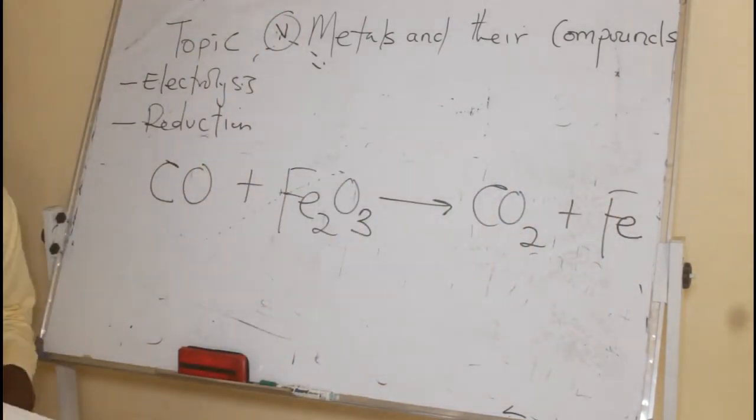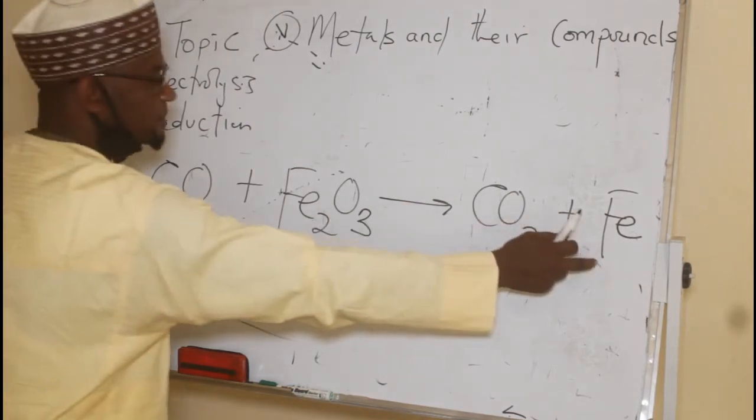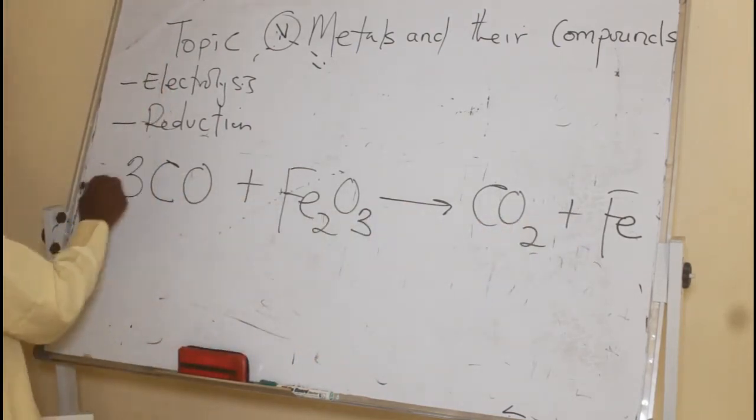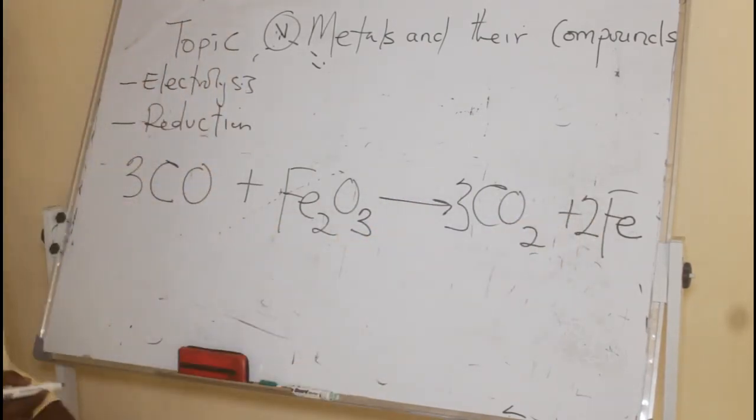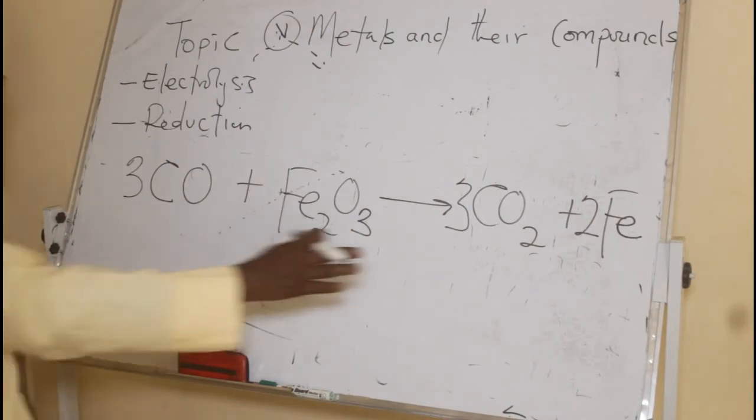Are you following? You have carbon monoxide here, or carbon 2 oxide. It's a reducing agent here. It is reducing the iron 3 oxide into pure iron. Are you following? Are you with me? You are using the carbon monoxide as a reducing agent to completely reduce the iron oxide into pure iron. And when you want to balance it, I think it is like this. So you have your pure iron here.